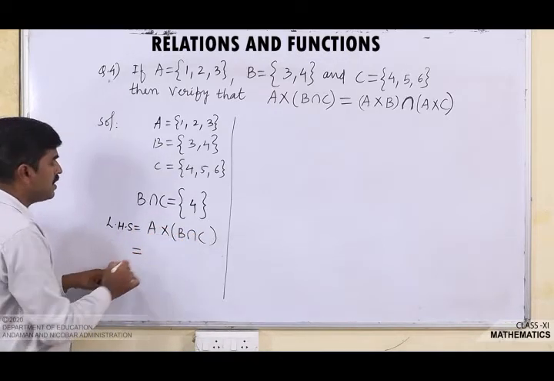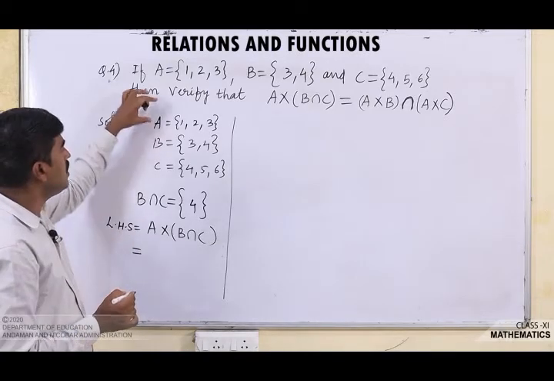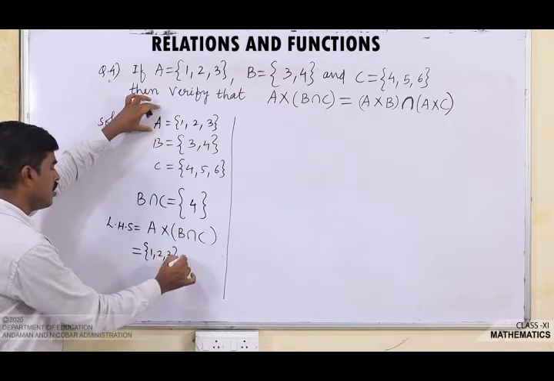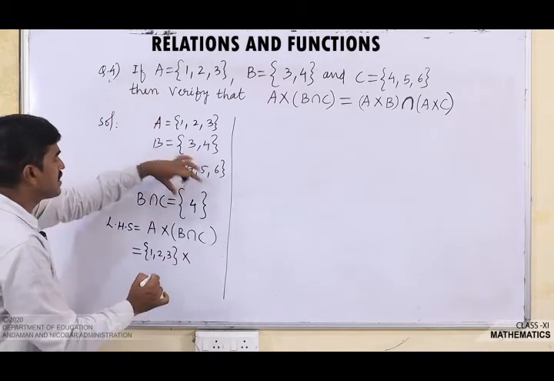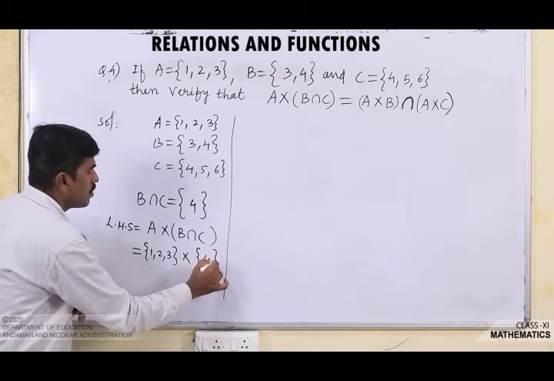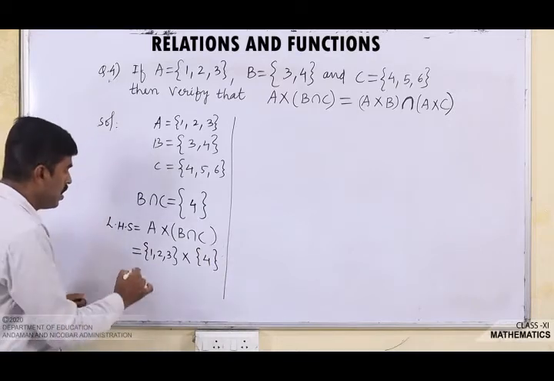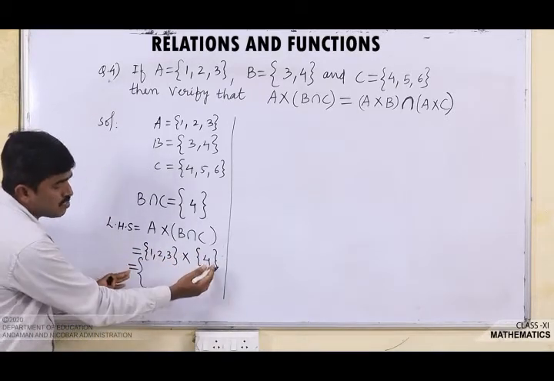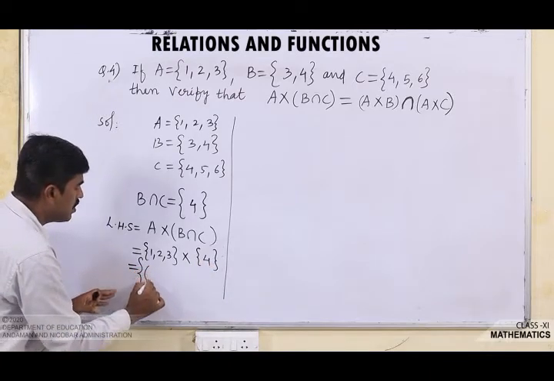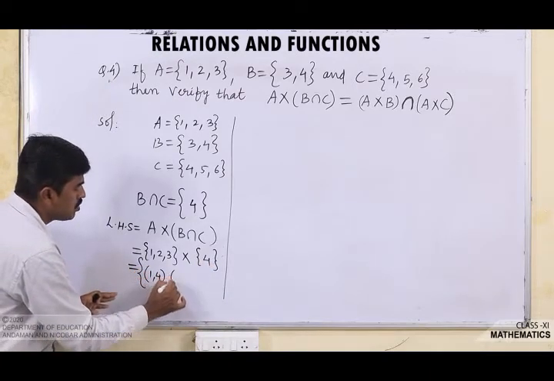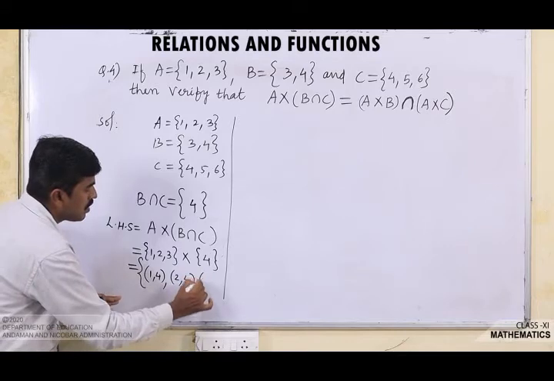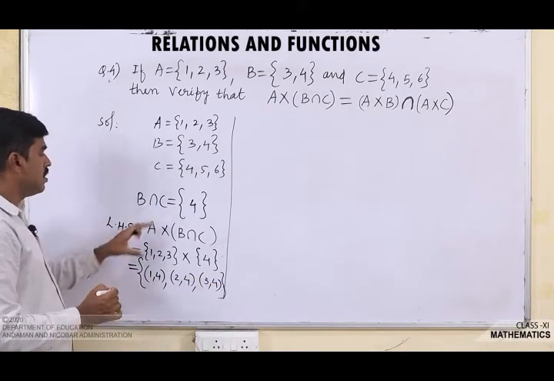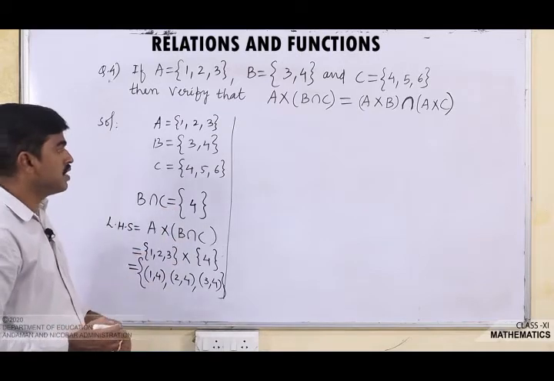A cross (B intersection C) means what? The set A, that is {1, 2, 3}, cross B intersection C, that is the set containing the element 4. Now make ordered pairs from this set to this one. There is only one element, so we get (1, 4), (2, 4), (3, 4). There are 3 ordered pairs in A cross (B intersection C).